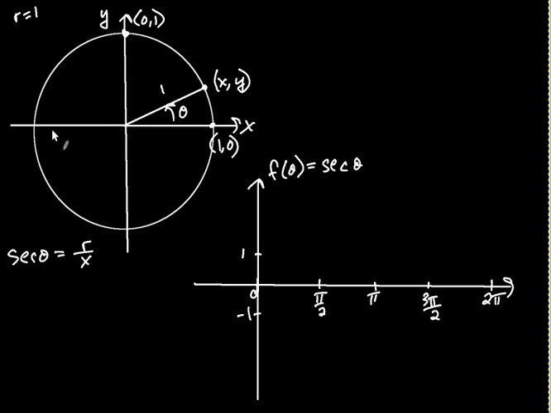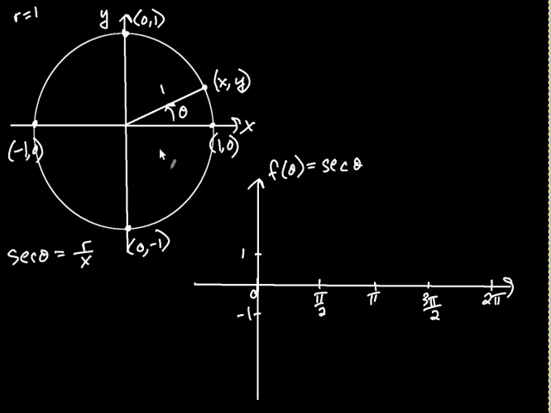And likewise over here, x is what? Well, x is going to be negative 1, right? And y is going to be 0. So x is negative 1 and y is 0. And then down here, x is now going to be 0 and y is going to be negative 1. So x is going to be 0, y is going to be negative 1.